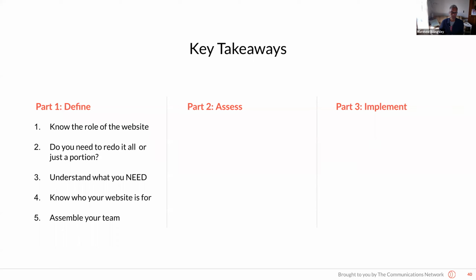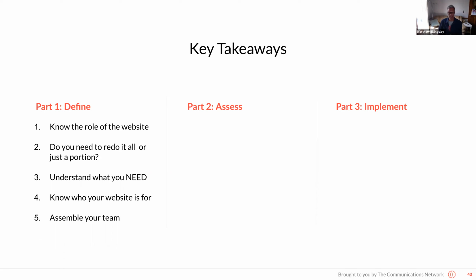So as we wind down some more here, we've got some key takeaways, just as a quick reminder. Going back to define, you want to know the role of the website. Again, what do you need to do on it? What does it need to do to perform better for you as an organization? Do you need to redo all of it or just a portion? That's going to be huge.